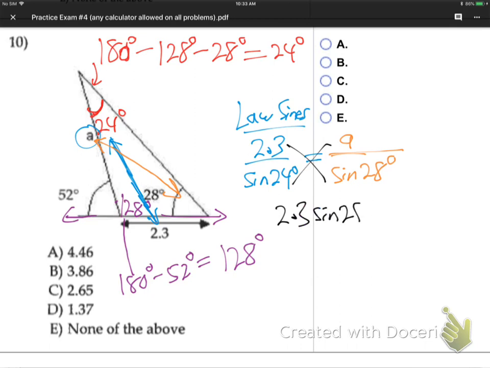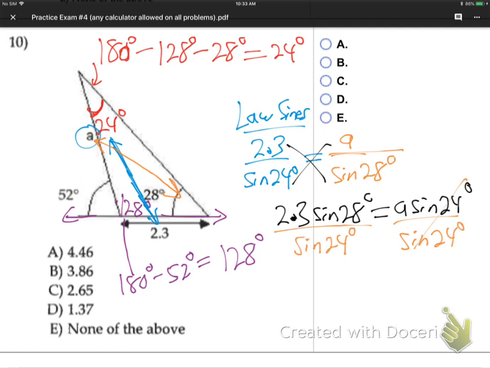2.3 sine 28 is little a sine 24. Last step to get little a alone: divide by sine 24 degrees. Hit the buttons on your calculator: 2.3 sine 28 divided by sine 24. 6, 5, 4, 7, whatever. There it is. Answer C. We good?